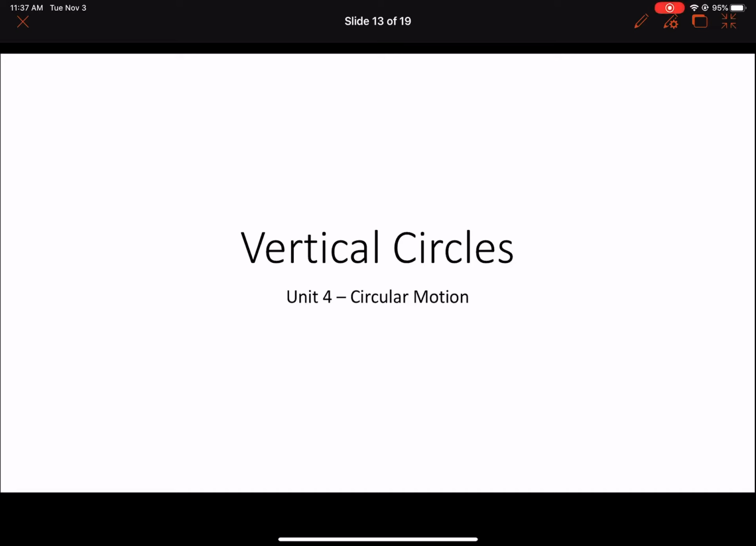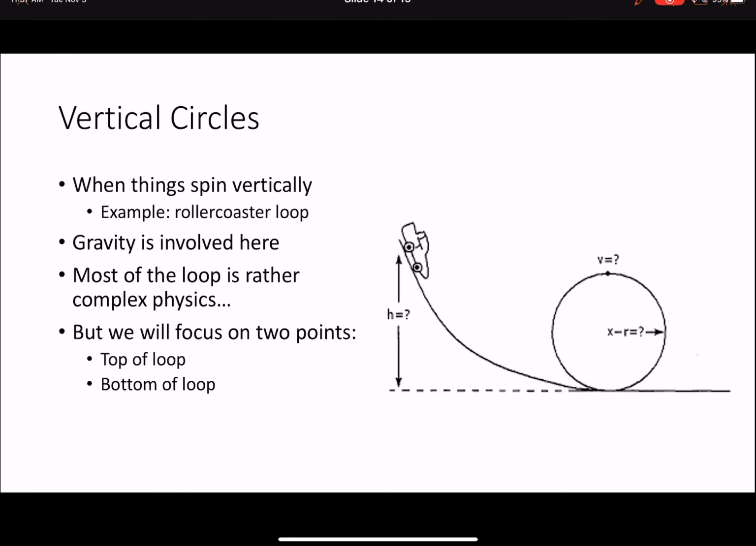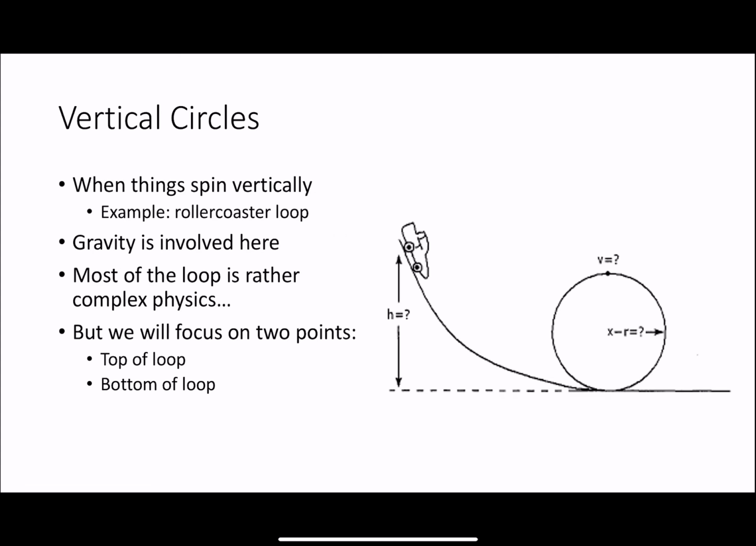Alright, today we're discussing vertical circles. So it's the same principle as the circles before. We're still dealing with centripetal force and centripetal acceleration. We're still going to use the same equation, F equals ma_c, or mv squared over r.